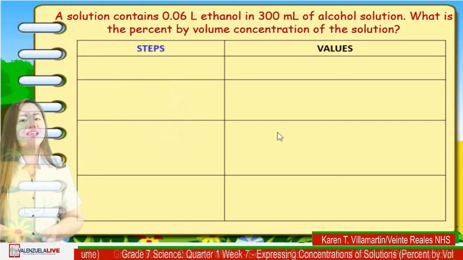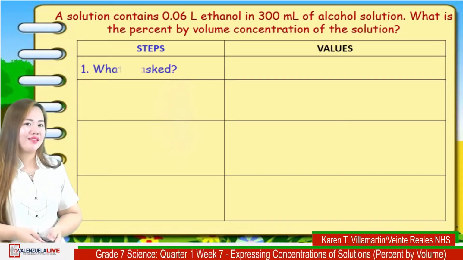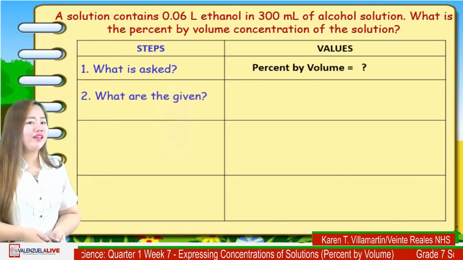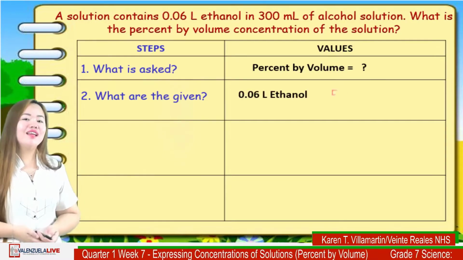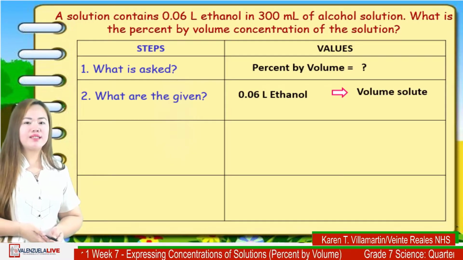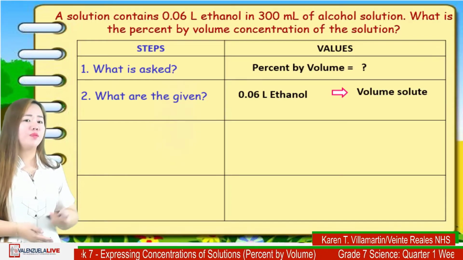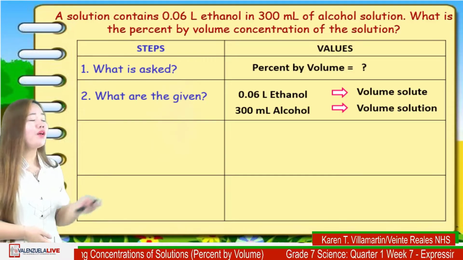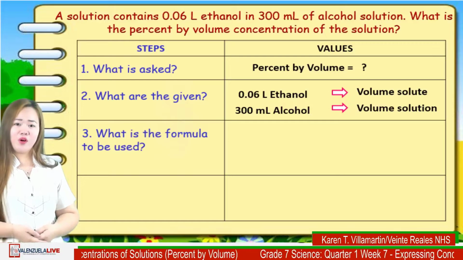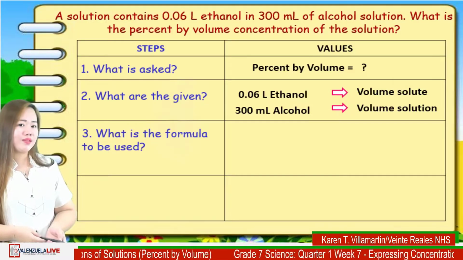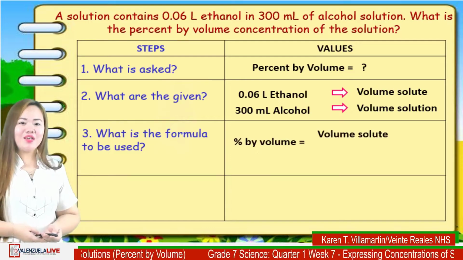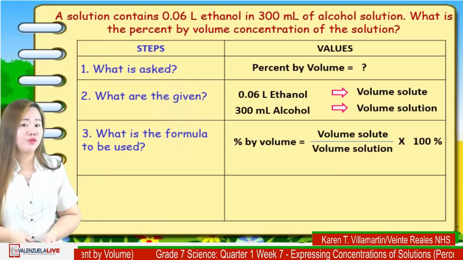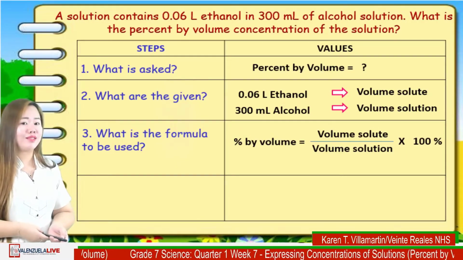In this problem, what is being asked? Correct. Percent by volume. Then, what are the given? Great. The given are 0.06 liter of ethanol, which is the volume of solute, and 300 ml of alcohol, which is the volume of solution. Therefore, what is the formula we are going to use? We will use percent by volume equals volume solute over volume solution times 100%.